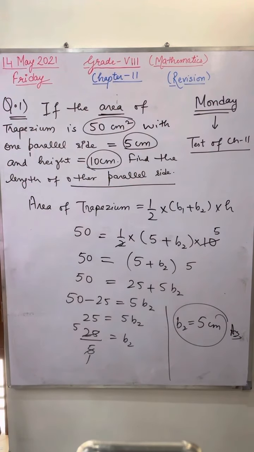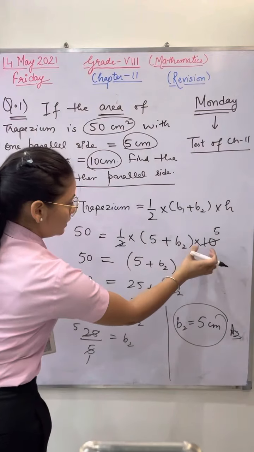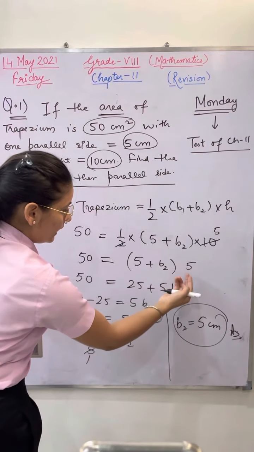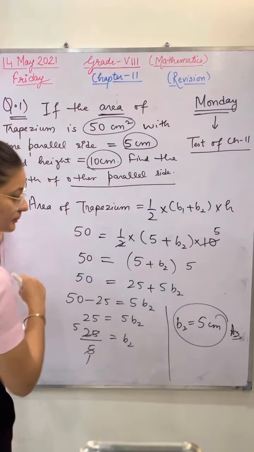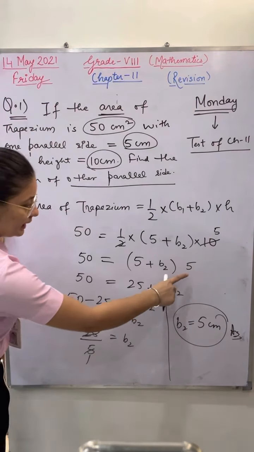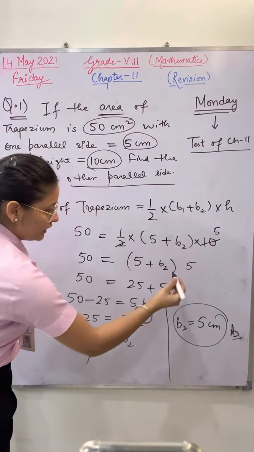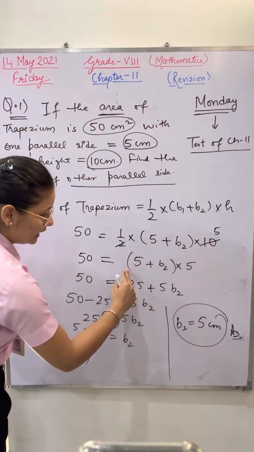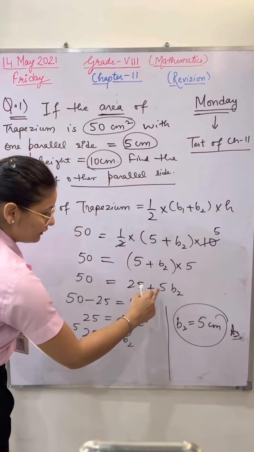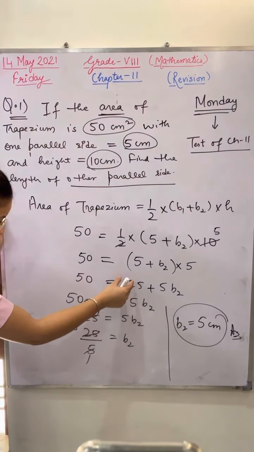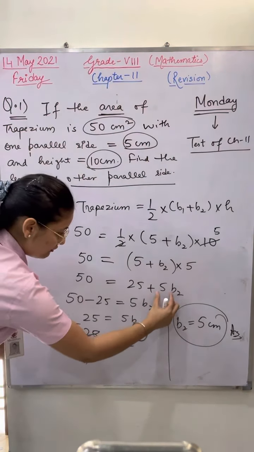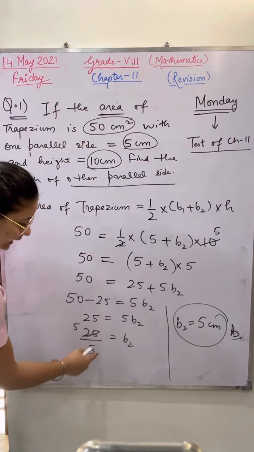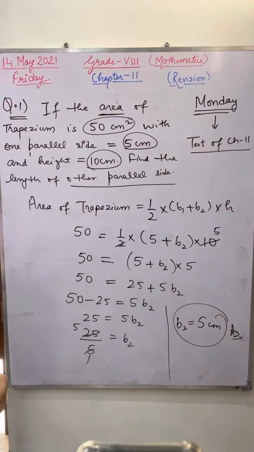I know some students have made a mistake here, either they cancelled wrongly or they have not multiplied this 5 with the bracket. First of all, see to it: this is multiplication. After multiplication, it will be 25 plus 5b2. Then 25 is constant, it will go to that side, and 5b2 will be here. After this, you can divide the term and take out the answer.